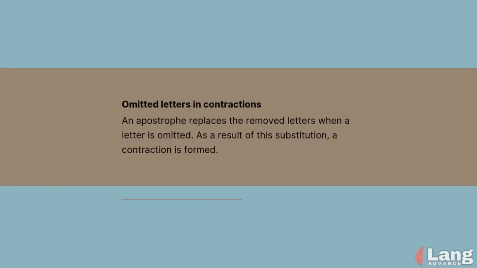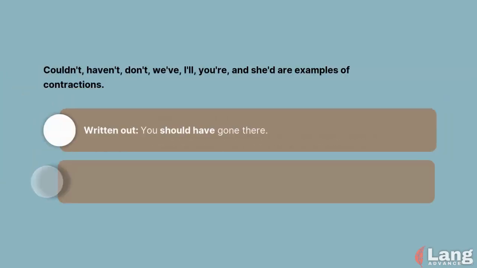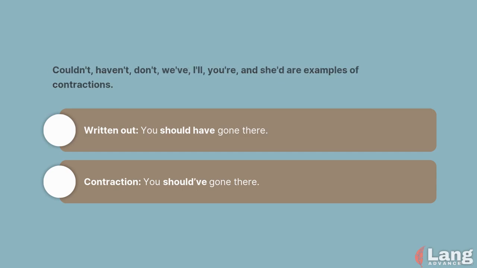Omitted letters in contractions. An apostrophe replaces the removed letters when a letter is omitted. As a result of this substitution, a contraction is formed. Couldn't, haven't, don't, we've, I'll, you're, and should've are examples of contractions. Written out: you should have gone there. Contraction: you should've gone there.